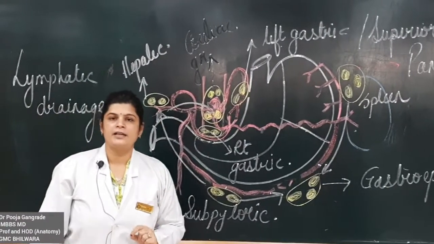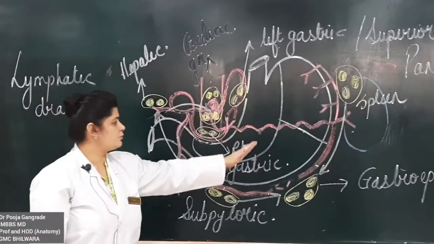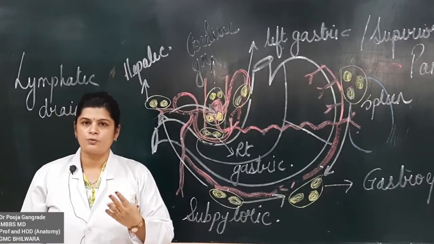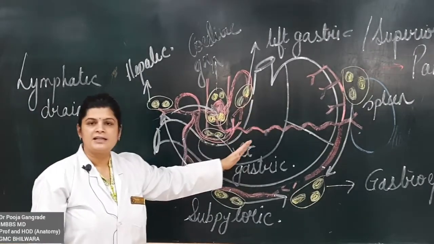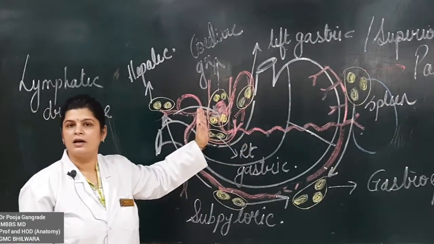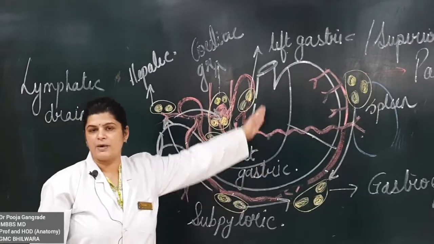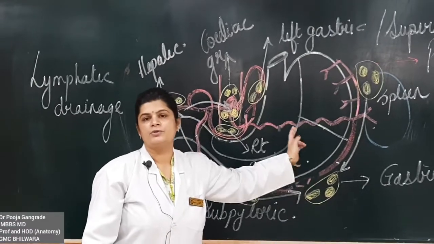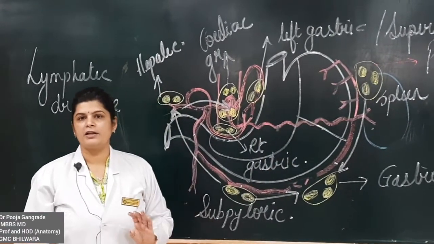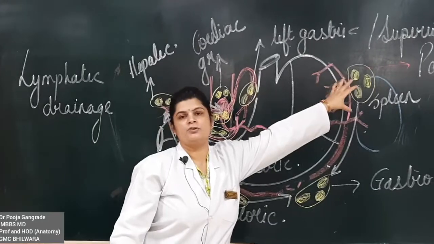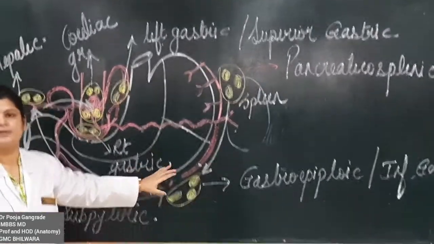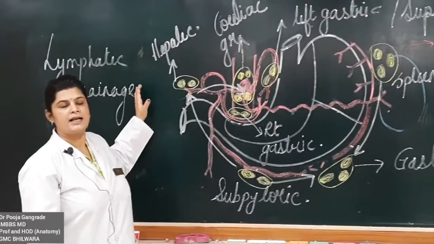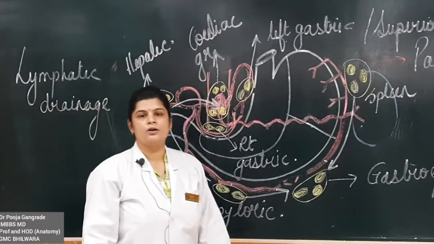So, in the lymphatic drainage, please understand, first you have to divide the stomach into three quadrants. Some books mention four quadrants. It is basically cutting the stomach into a right and a left half by a horizontal line, and a vertical line which will cut again the fundic and the body part. So this will drain into pancreatico-splenic, this will drain into gastroepiploic, subpyloric, hepatic, and finally into the celiac group of lymph nodes.